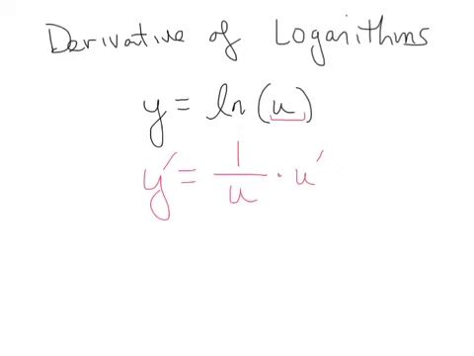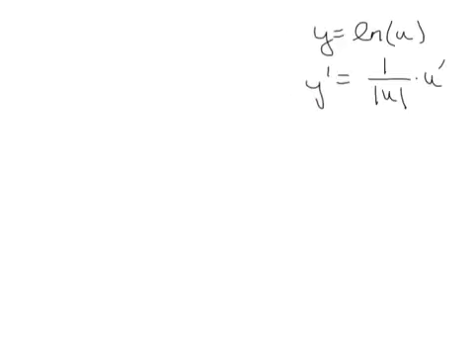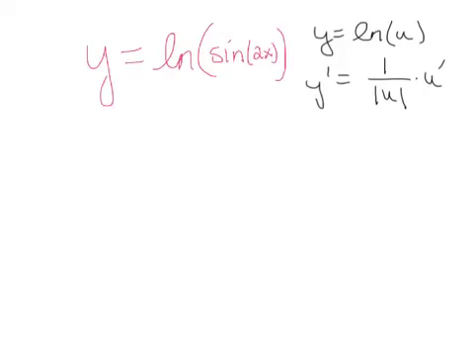Let's look at an example. Let's say we have y equals the natural log of sine 2x. Now, I actually forgot one thing when I was doing the formula, and I tend to be kind of sloppy about this, but the derivative is actually 1 over the absolute value of u, so you do have to slap that in there also.